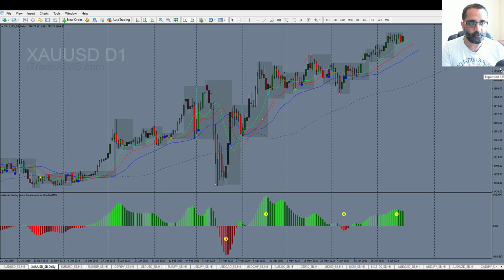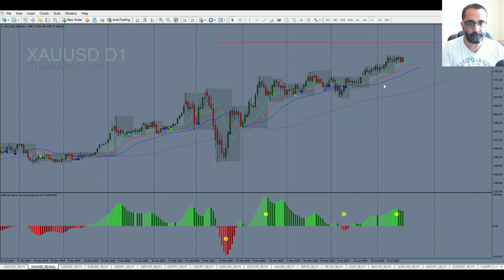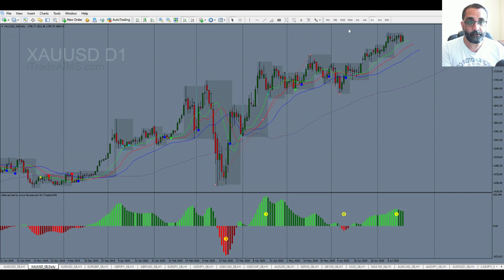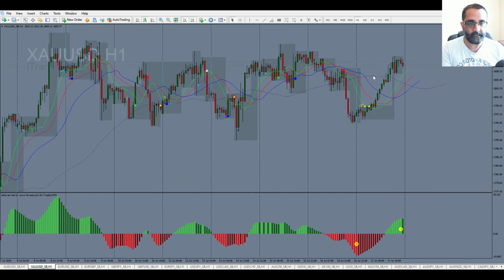Start of the wave 3, peak of wave 3, bottom of wave 4. So this is the target for gold. Inside it, we could probably get some good setups on the hourly. This is kind of setting up.